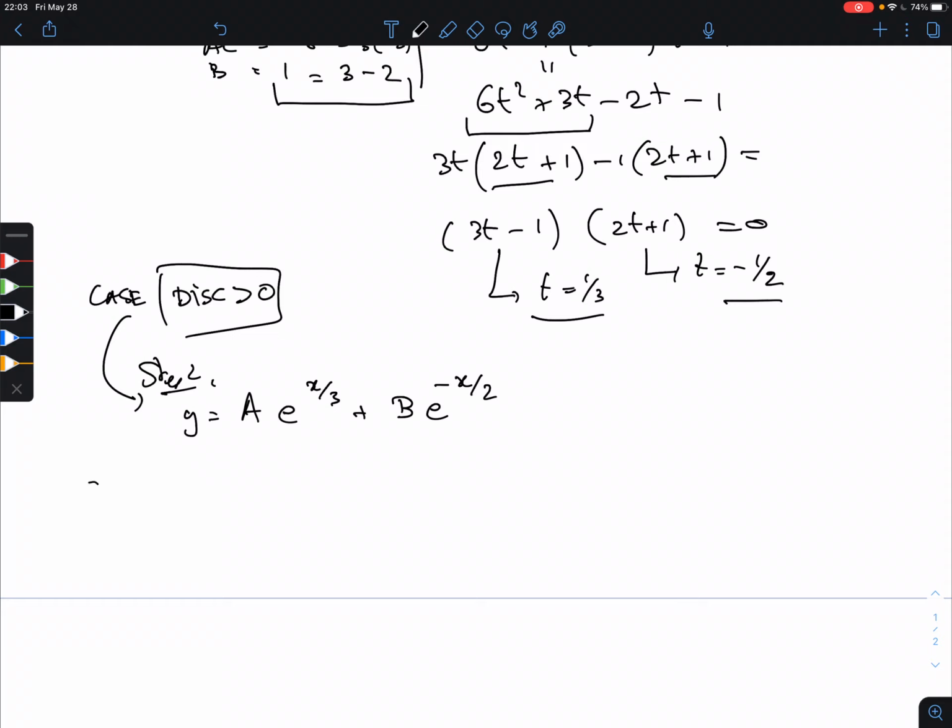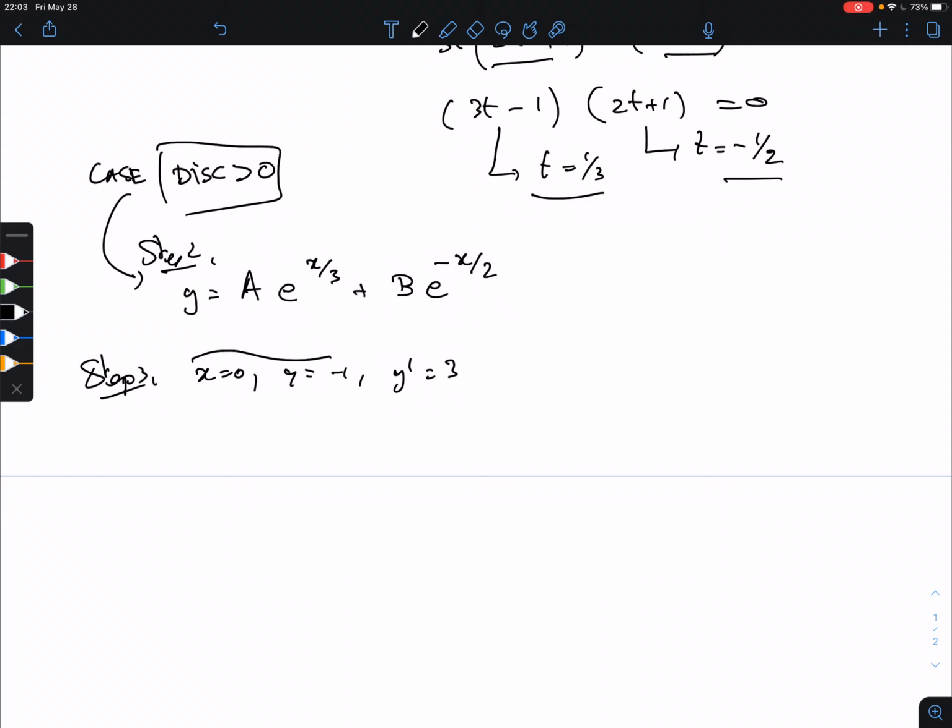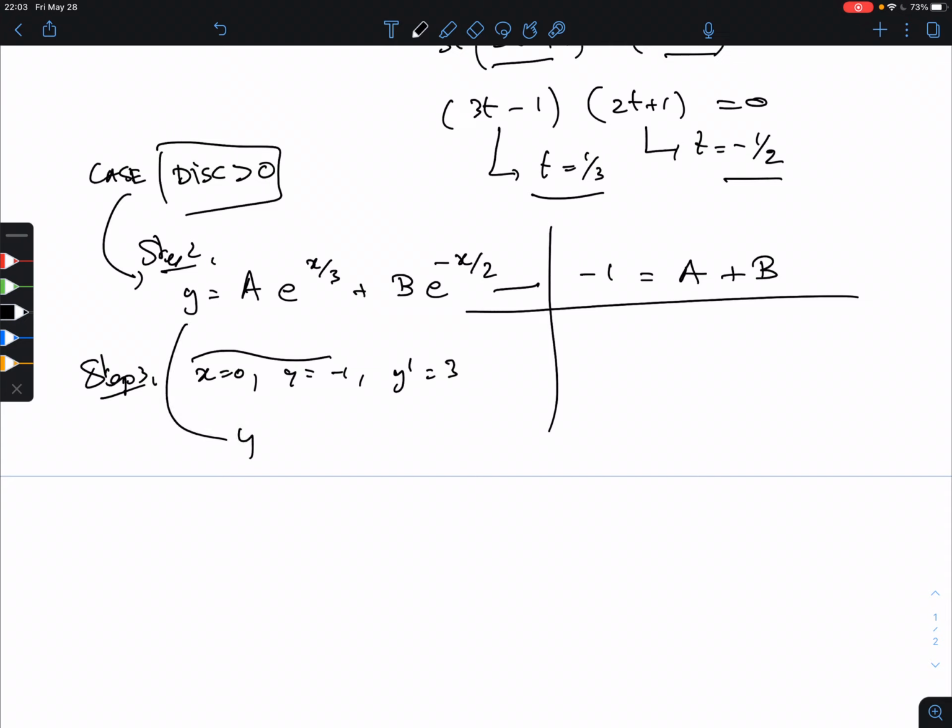But there is an initial condition, so step 3. If x is 0, then y was negative 1, and the derivative was 3, I believe, yes, 3. So the first two we can just plug in. If I plug in, then I get minus 1 equals a plus b. We have seen this now several times, right? Why this is so simple. But we also have to take the derivative. So what's the derivative here? y prime is 1/3 a e to the x over 3, the 1/3 comes from the chain rule, minus 1/2 b e to the minus x over 2.